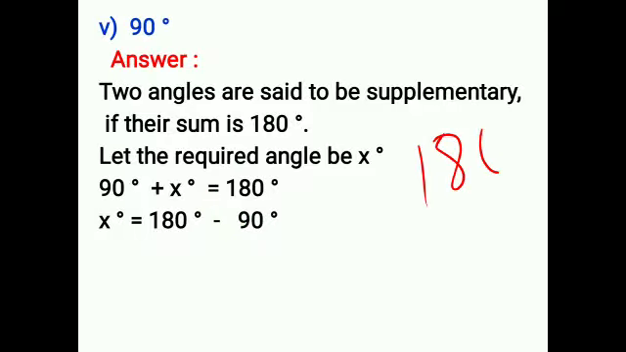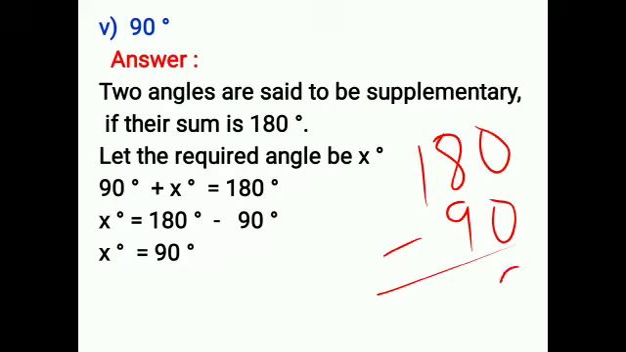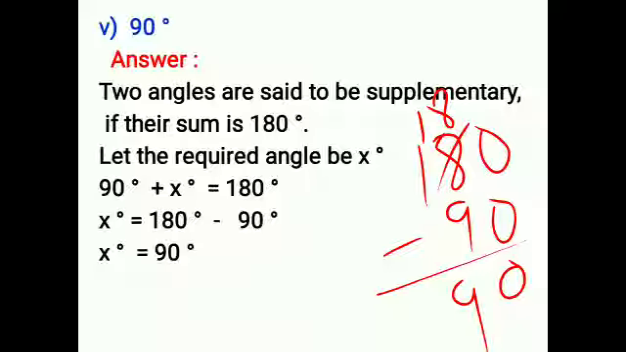So subtract 90 from 180. So what is the answer here? 0 minus 0, answer is 0. 9 is greater than 8, so write down here 18. So 18 minus 9, answer is 9. So what is the answer here? Answer of this question is 90 degree.